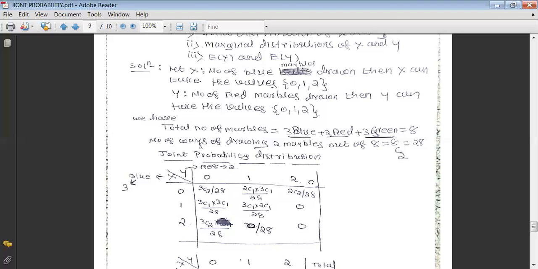And now 1 blue and 2 red, that means 3 balls. It is not possible, because at the most we are drawing 2 marbles. Therefore, it is an impossible event. That's why its probability is 0.